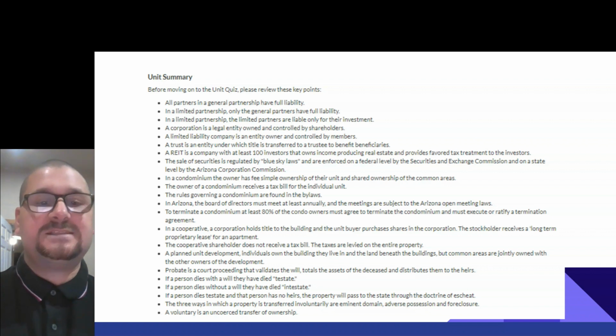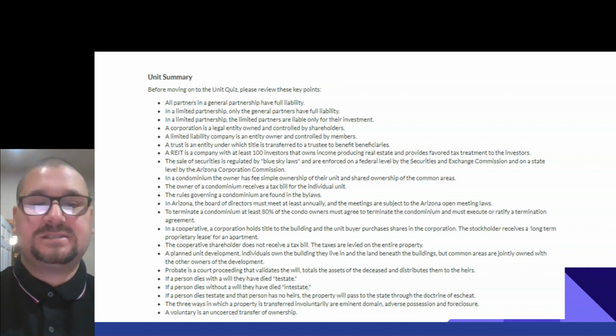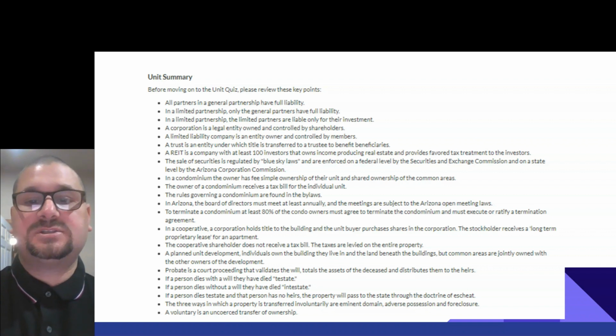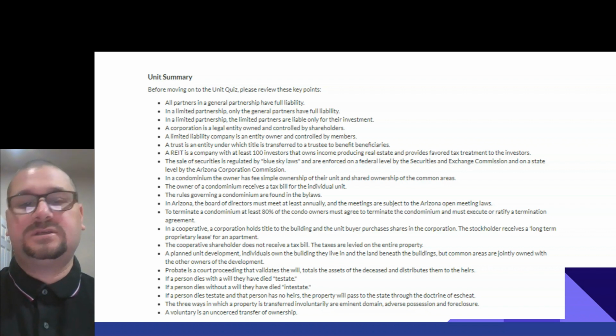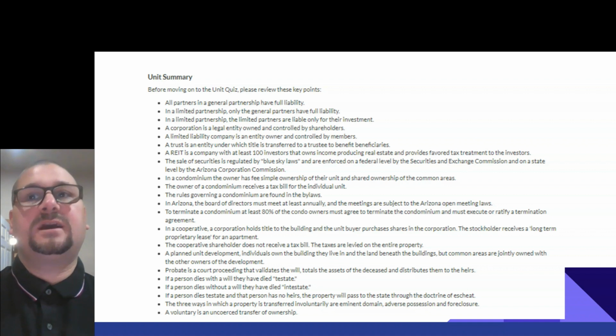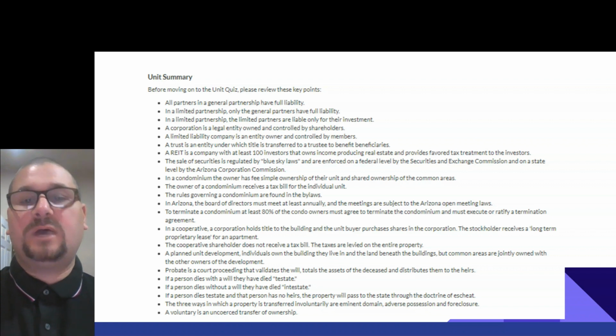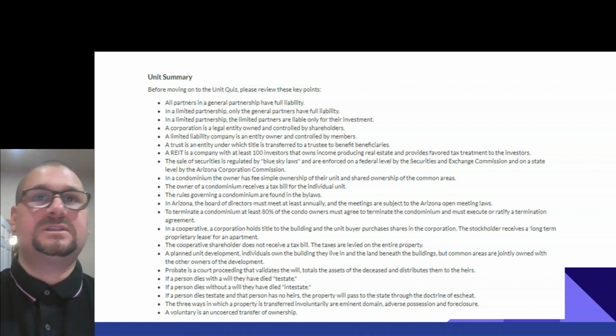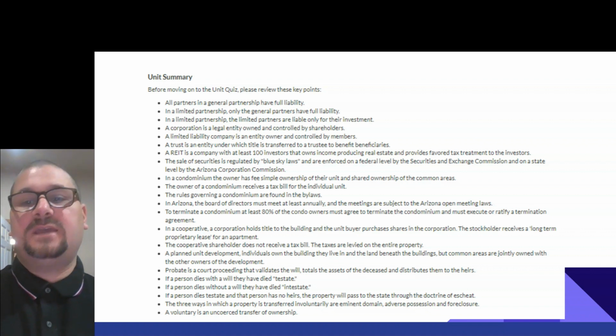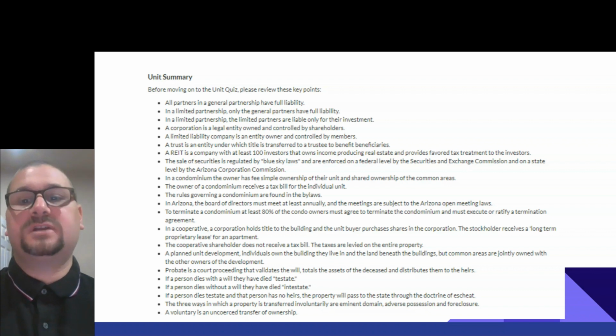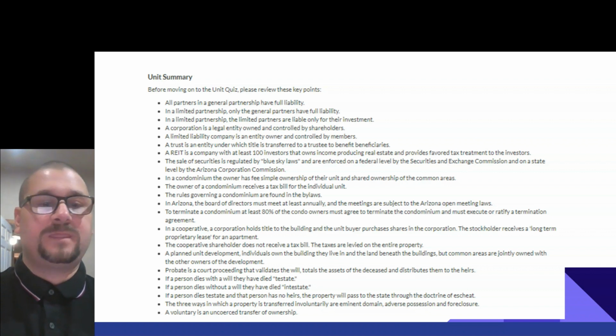If a person dies testate, meaning they had a will, and that person has no heirs, the property will pass to the state through the doctrine of escheat, right? So the person died, they had a will, and it went to the heirs, but there are no heirs. Well, where does the property go then? The property will pass to the state. Property is going to go to the state of Arizona, and it's going to go through what we call the doctrine of escheat.